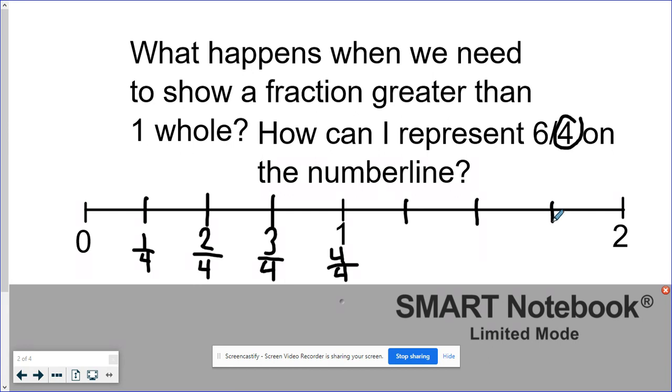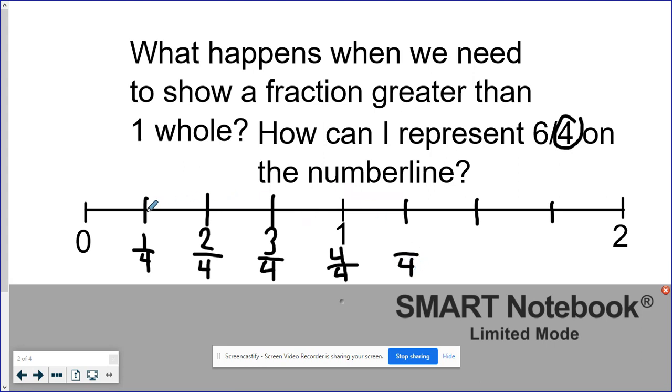So how do I label my number line when it goes past 1 whole? Well, I stopped at 4/4 because when your numerator and your denominator are the same, that means that they have equaled 1 whole. So I'm going to go beyond 4/4. The first question I need to ask myself is, what is my denominator? Well, my denominator never changed. I partitioned from the 1 to the 2 into 4 equal spaces. So my denominator is still going to be a 4.